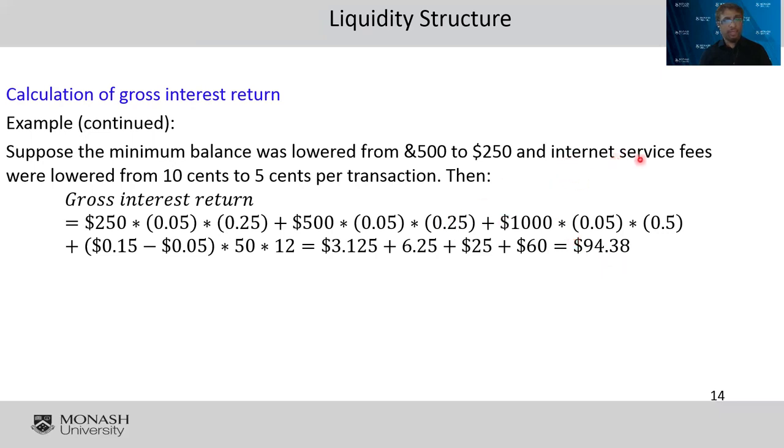So here the internet service fees were lowered from 10 cents to 5 cents per transaction. So here now actually the fees are lowered to 5 cents. So we actually use here only 5 cents. So this is the first 3 months. This is the second 3 months. This is the fourth 3 months. And this is the fees, which is 15 minus 5.